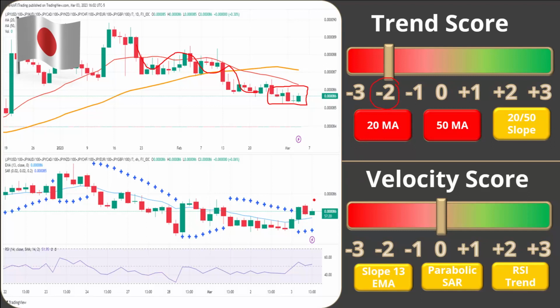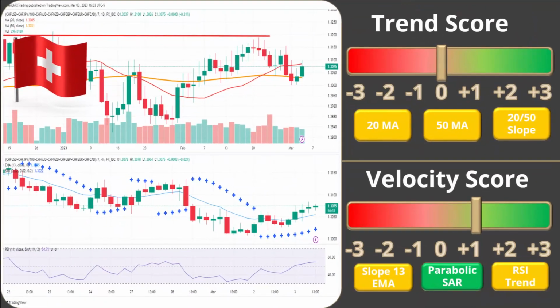But in the short term, we have just plateaued. We're really not going anywhere. So -2 and a 0 on our velocity score. Here we have the Swiss franc. Now the Swiss franc is right between moving averages on a daily chart. We've got a 0 on the trend score and a +1. I mean, it's just barely showing a tiny little strength at the moment, but look at this. Swiss franc has been completely uninteresting. Throw away any trades on the Swiss franc until it actually shows it's going to move.